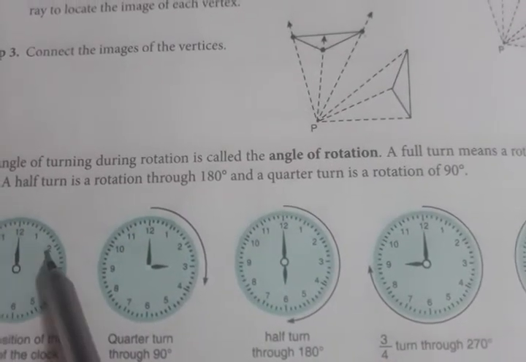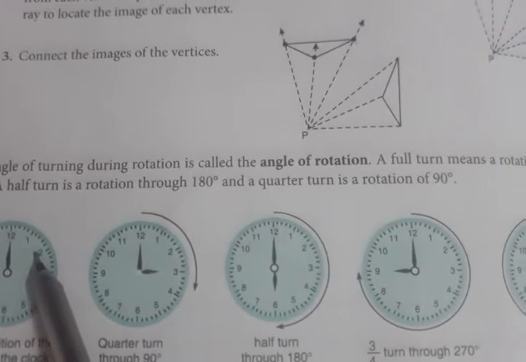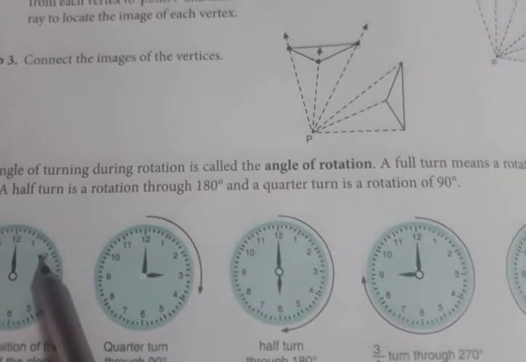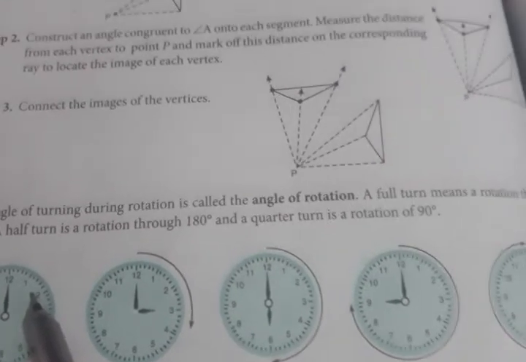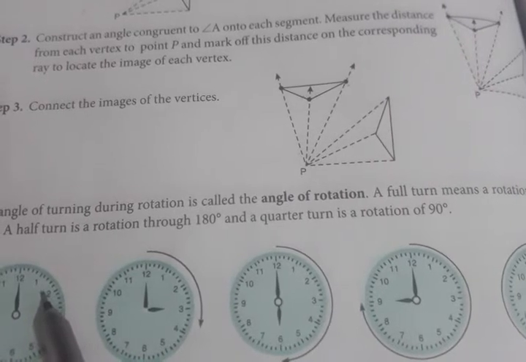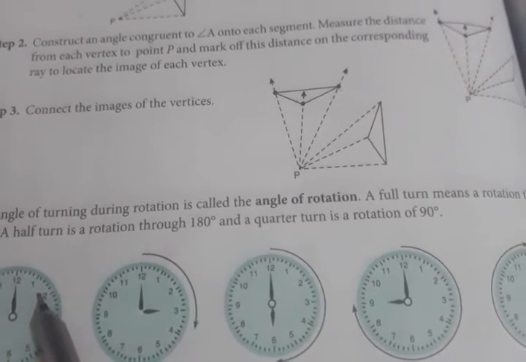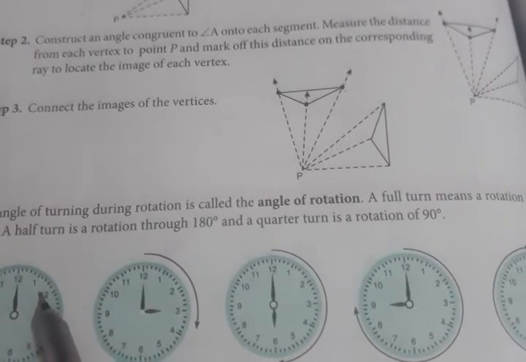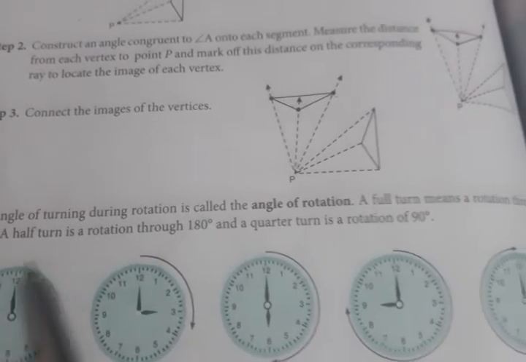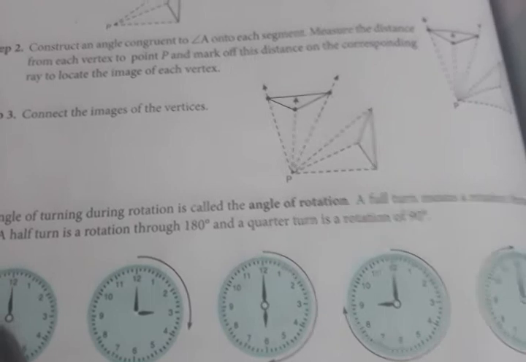A circle is 360 degrees. You already know that. A semicircle means 180 degrees, and a quarter circle means 90 degrees. A half turn is a rotation through 180 degrees and a quarter turn is a rotation through 90 degrees. So this is 360 degrees.